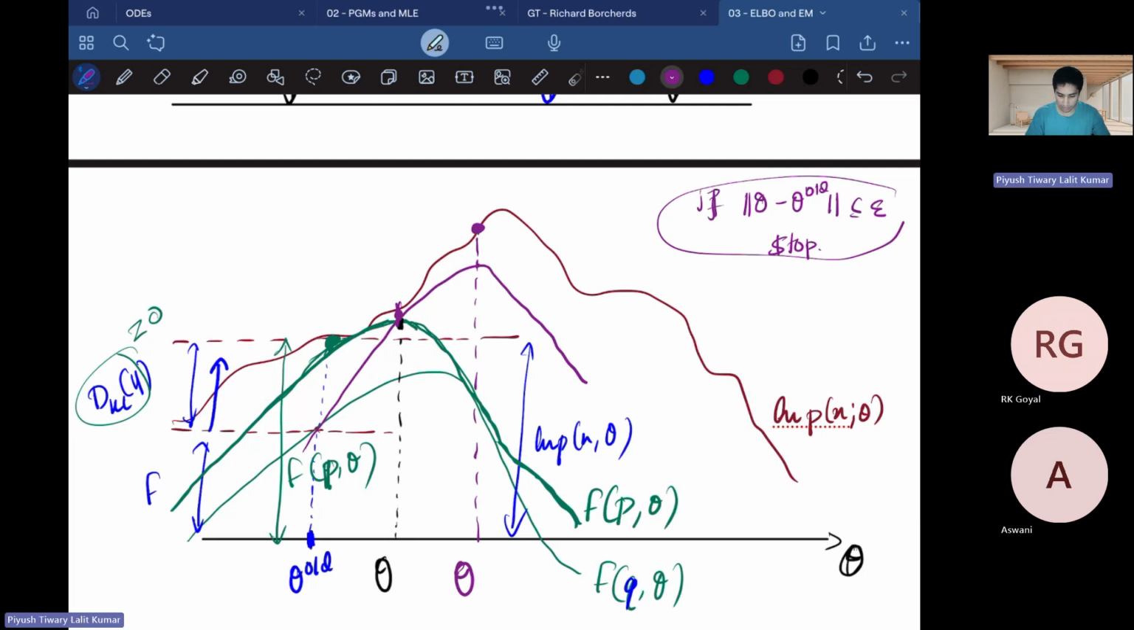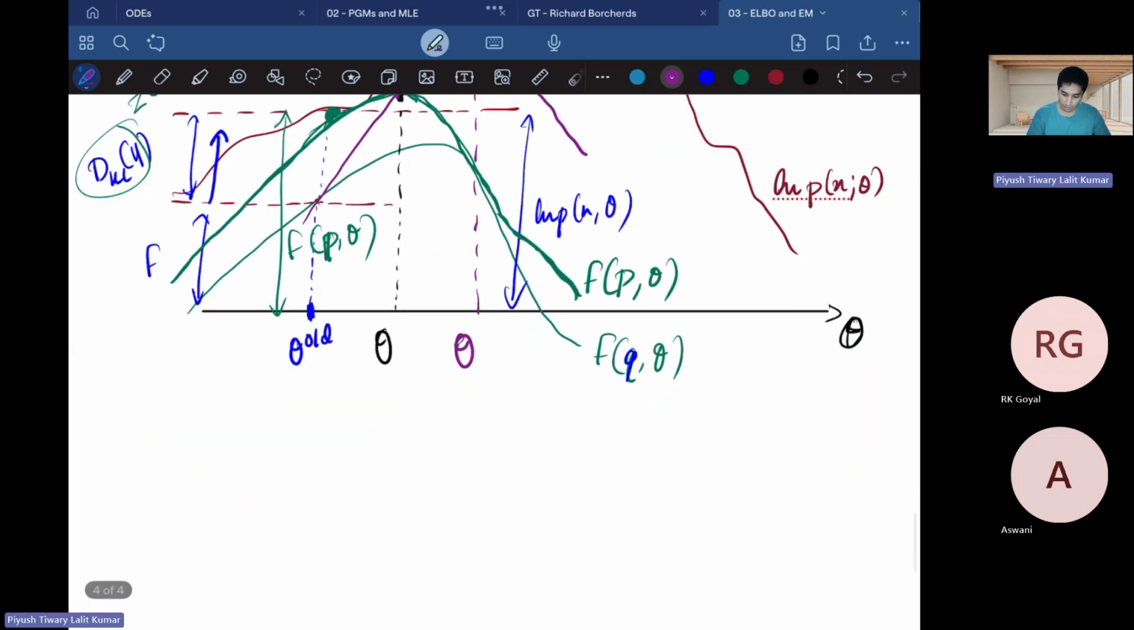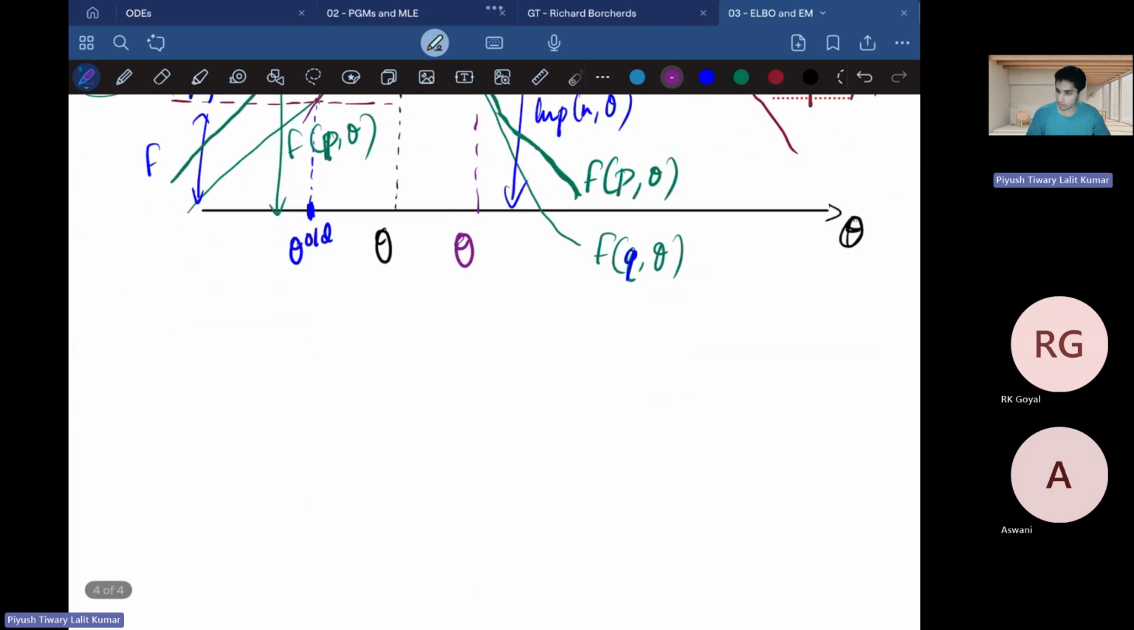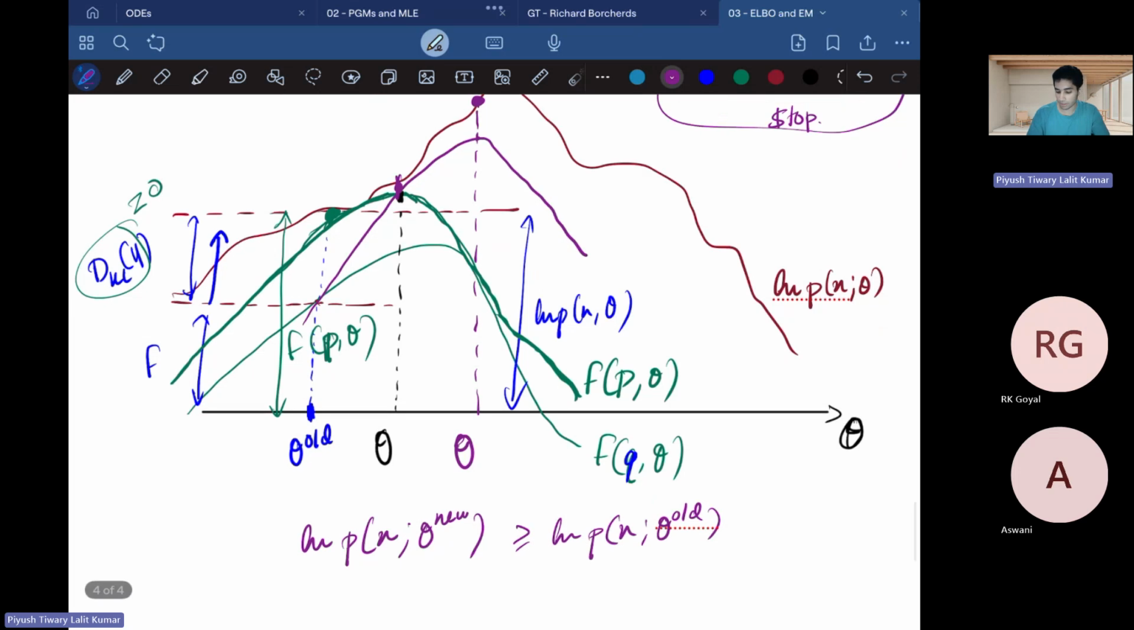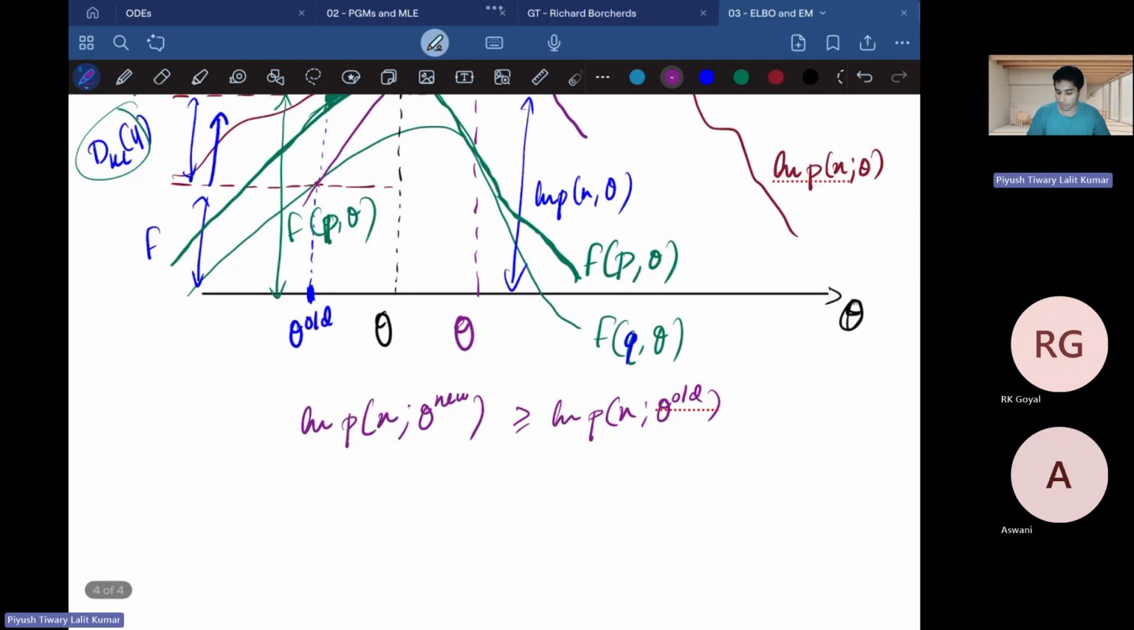There are other proofs as well. One of the very commonly asked questions is, can you prove that ln p(x|theta new), the new theta, whatever you get, is greater than or equal to ln p(x|theta old) using this algorithm? So you are doing an EM step, fine, but can you prove that this will always happen? If you can prove this, it means that the EM algorithm always improves your log likelihood, right?